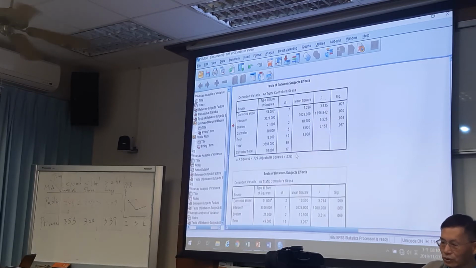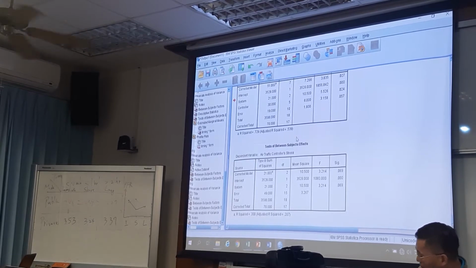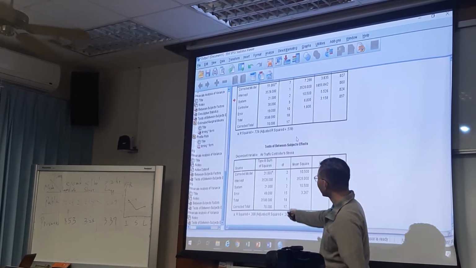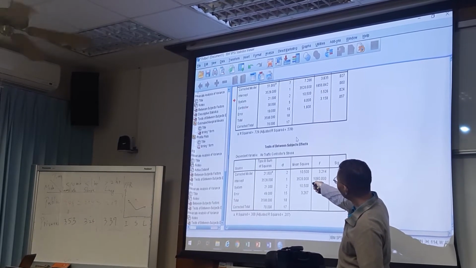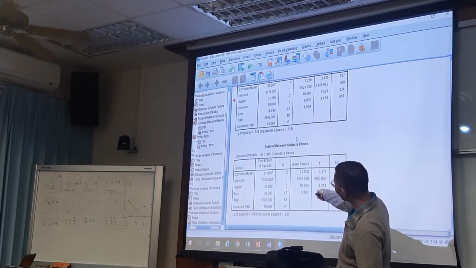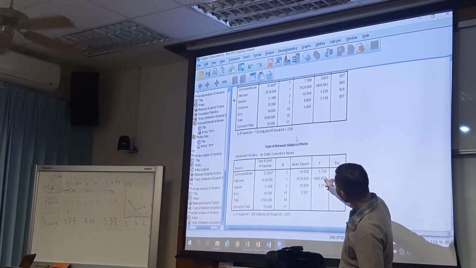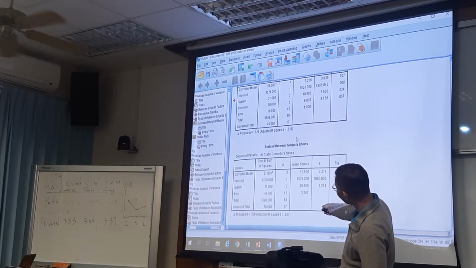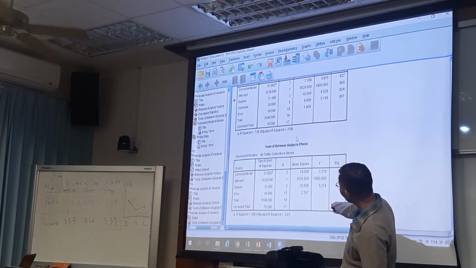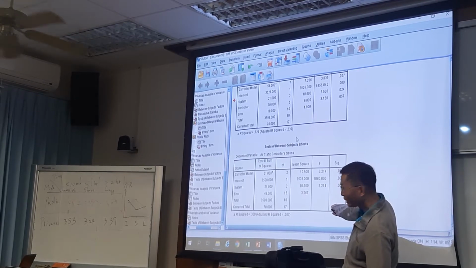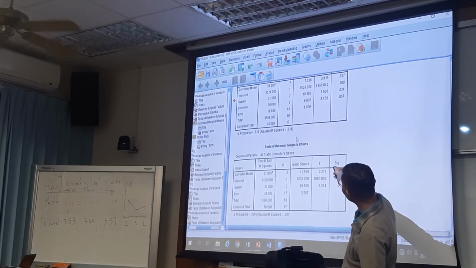You can compare these two tables. This is not correct, okay? This is correct. If this is block, so if you do not block, like this one, the sum square of block will come to error term. The degree of freedom of block will come to error term. The mean square of error term will become bigger, bigger. The system is always the same: the sum square, degree of freedom, the mean square.